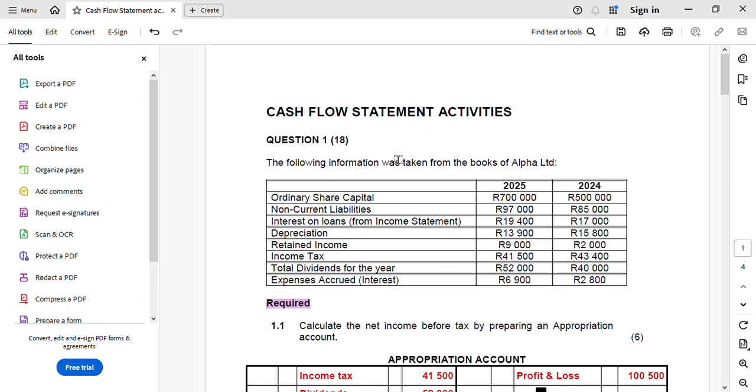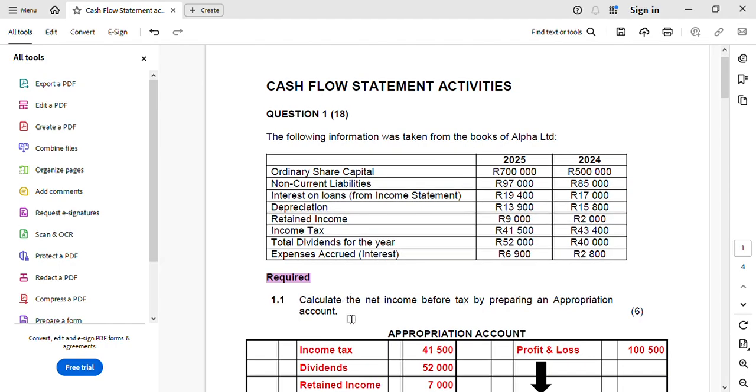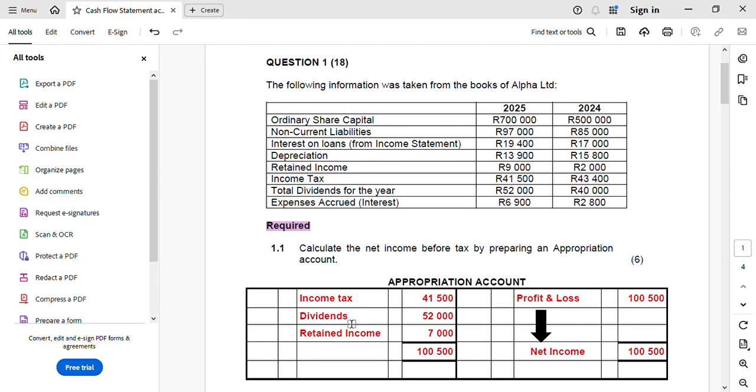The video I'm going to do today is on some cash flow statement activities. The first question gives you some information, and the first thing we're required to do is calculate the net income before tax by preparing an appropriation account. The amount they're actually asking you to calculate here is the amount of profit that would have been worked out in your profit and loss account.